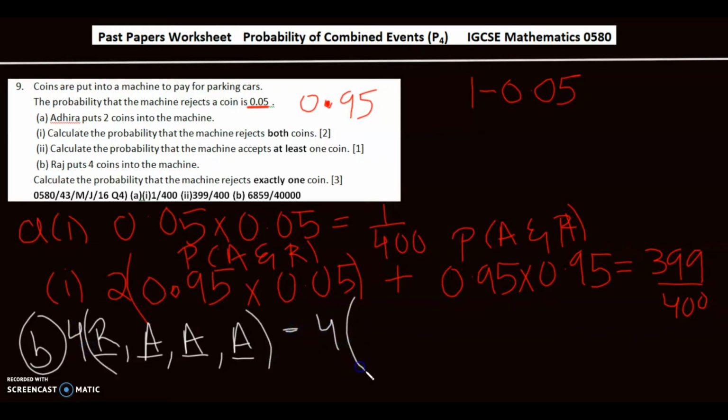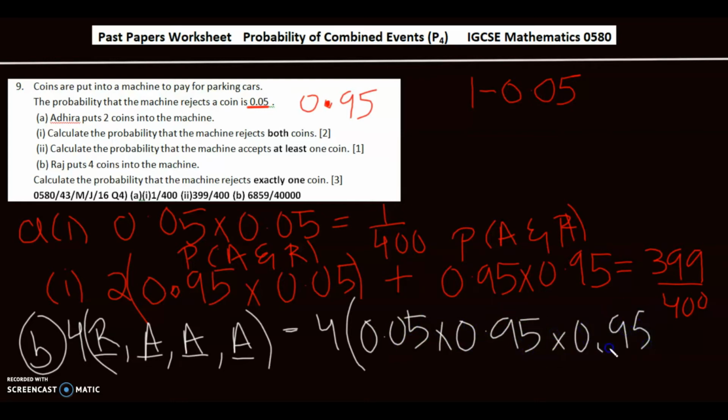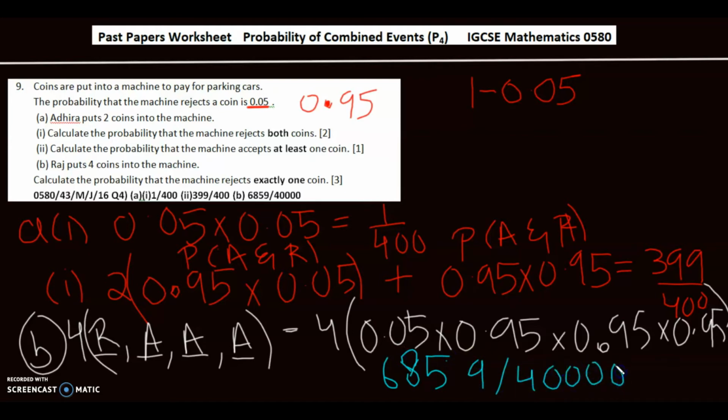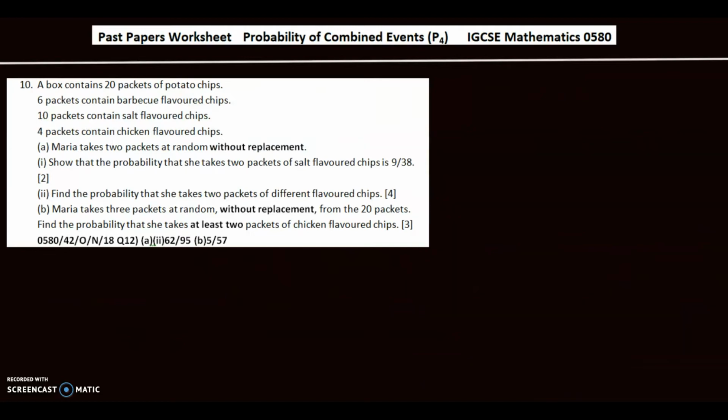So 4 times probability of rejection is 0.05 times probability of acceptance, and multiply it 3 times 0.95. So this should give this number, 6859 upon 40000. Next question, a box contains 20 packets of potato chips.